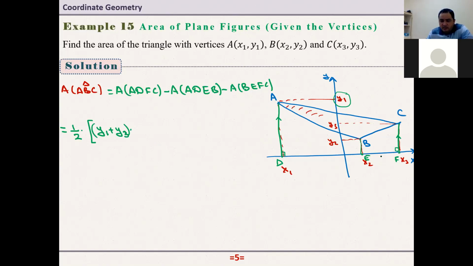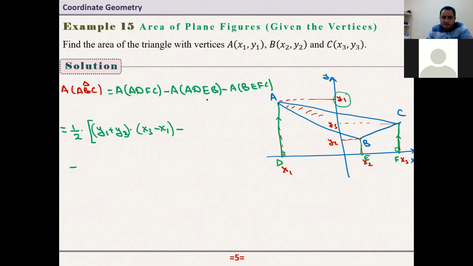Anyway, how about the height of this trapezium from DF? That is x sub 3 minus x sub 1, right? The distance between x1 and x3. That is x sub 3 minus x sub 1. That is the area of the first trapezium. Minus, let me just write minus here because we don't have enough space.